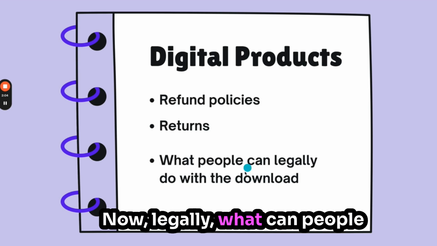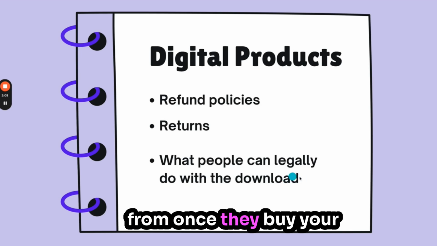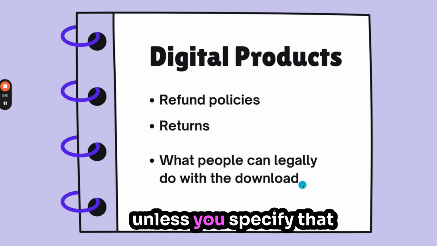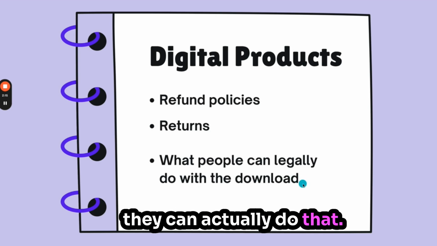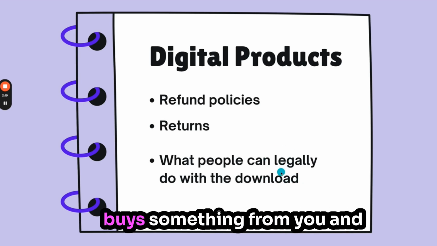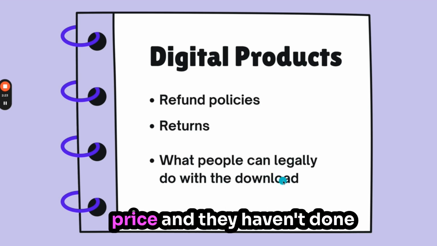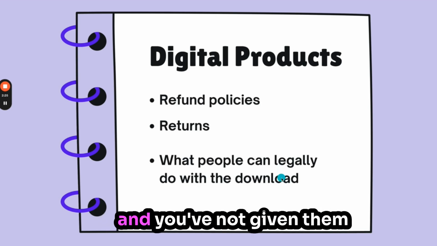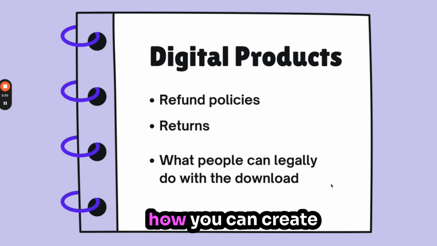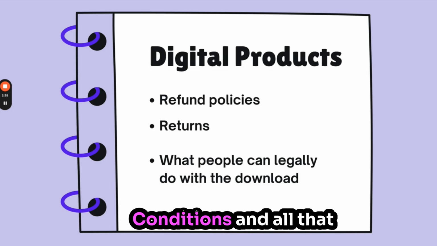Now, what people can legally do with the download is basically preventing them, once they buy your product, from just on-selling it or sharing it, unless you specify that they can actually do that. So it just protects you a little bit more. Like if somebody buys something from you and then, later on down the track, you see them selling your product for twice the price and they haven't done anything or changed anything and you've not given them permission, things like that.